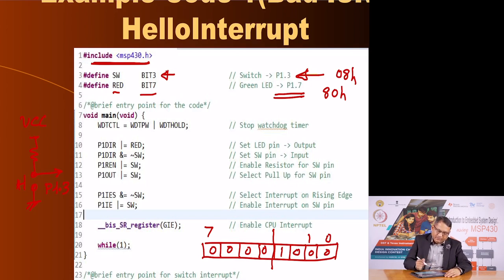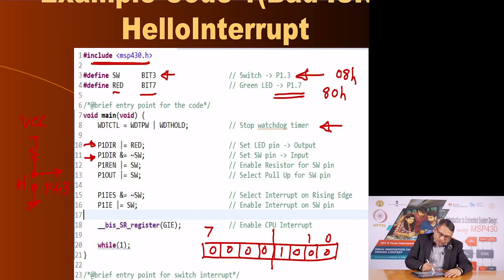Now, in our main program, as we always do, we have disabled the watchdog timer, and we have to now tell the microcontroller that we want to use red, we want to use LED on pin 1.7. Therefore, that pin must be declared as output, and we want to use a switch on pin P1.3, and that must be declared as input. So, this instruction decides the direction of the P1.7 bit as output. The P1.3 pin is being declared as input.